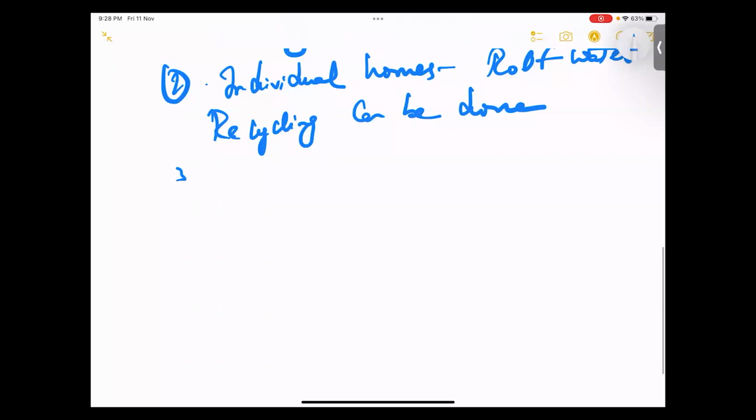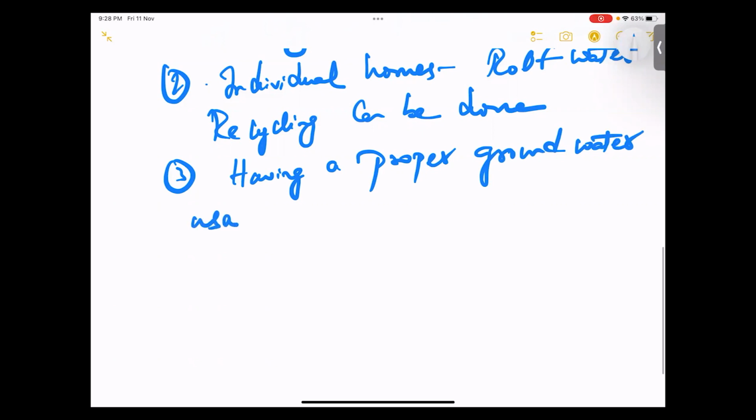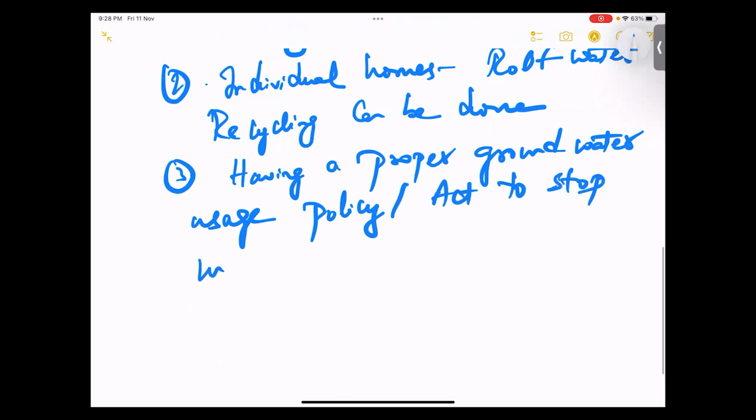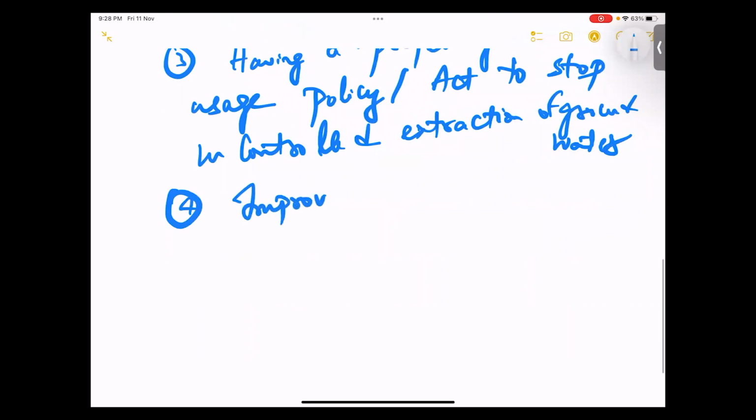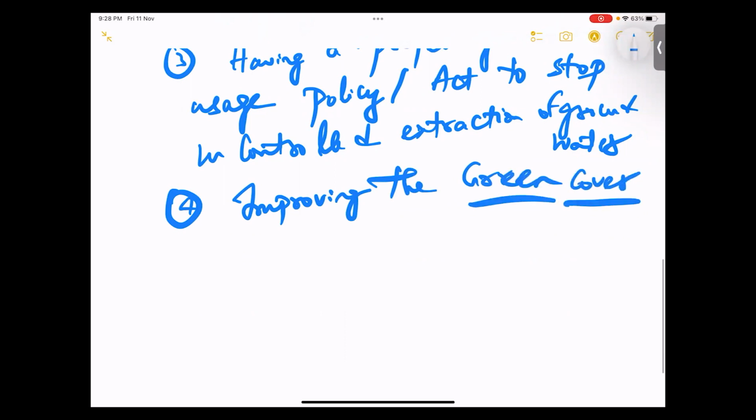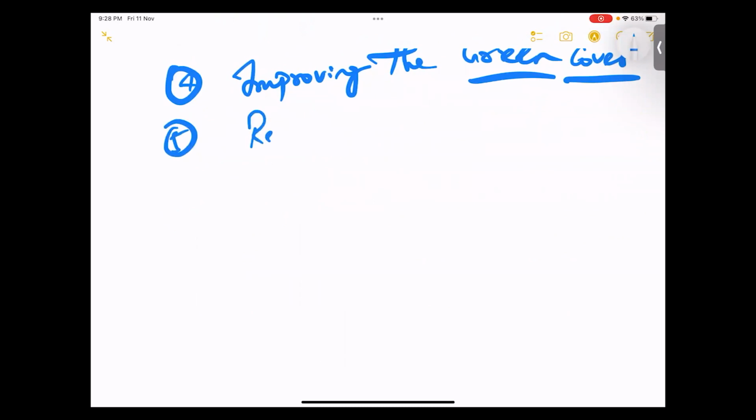And then having a proper groundwater usage policy or act to stop uncontrolled extraction of groundwater. And obviously improving the green cover. We know the more the trees, the more the groundwater. Improving the green cover. And then finally reducing the pollutants discharged into the ground.